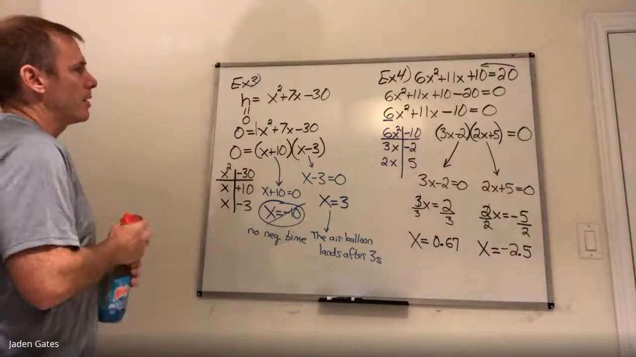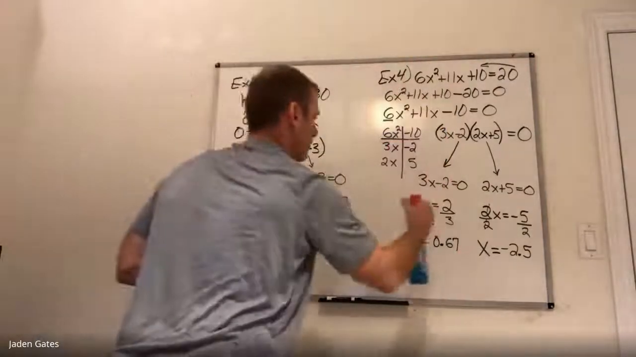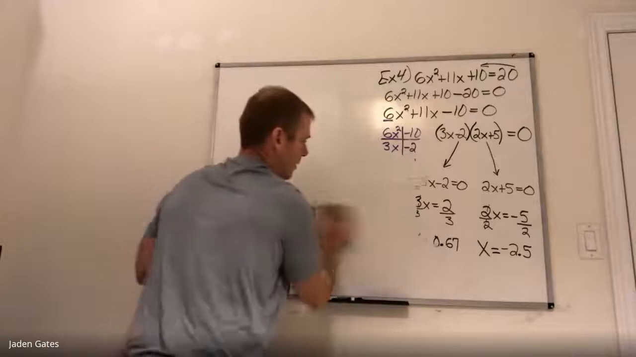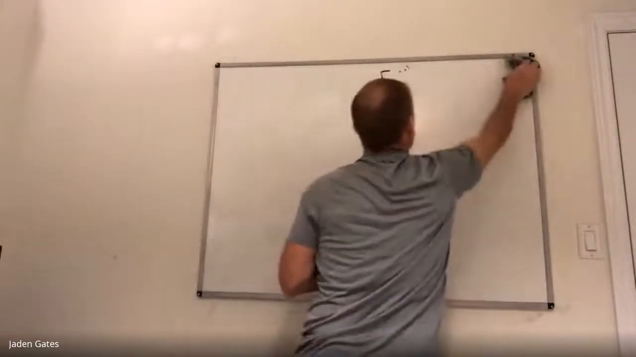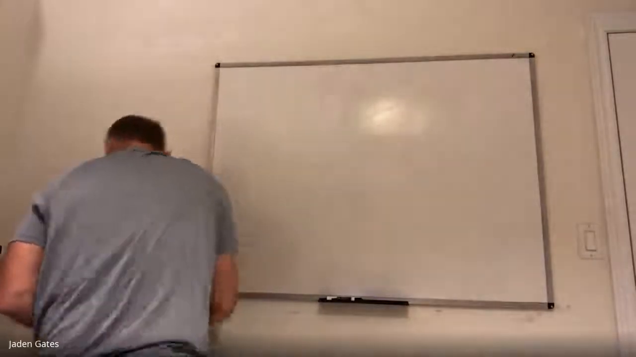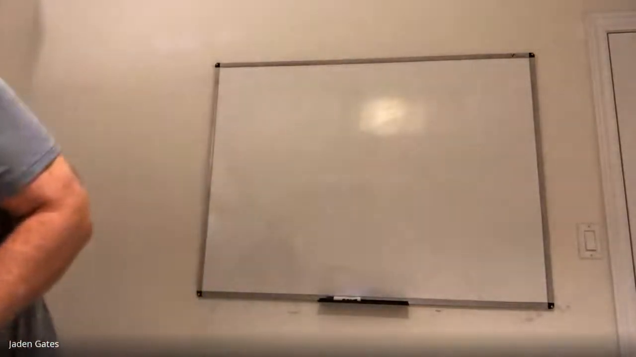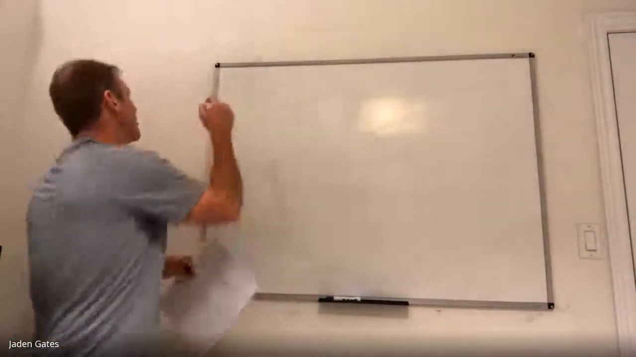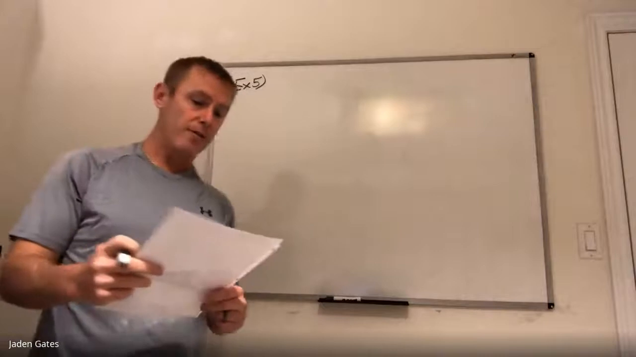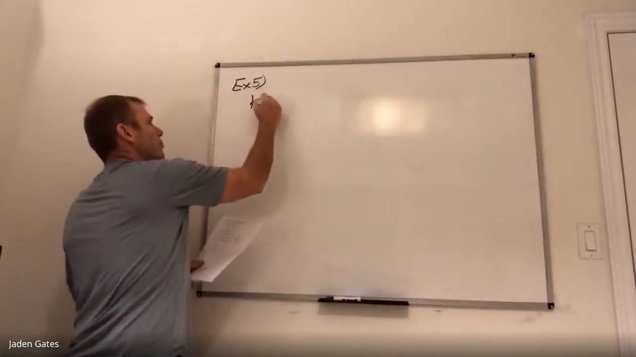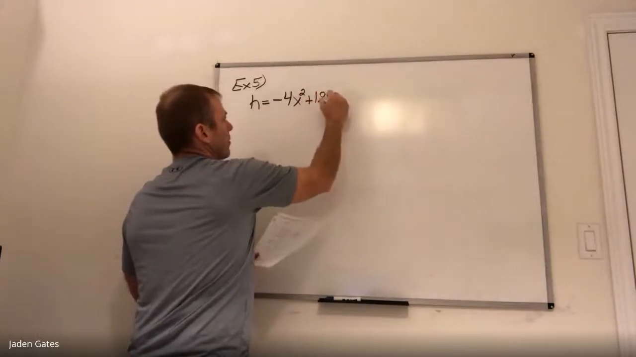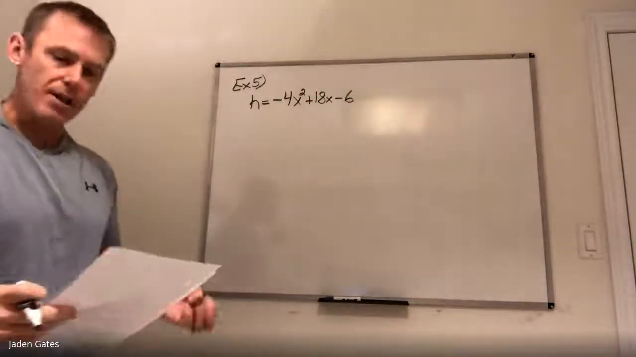All right, let's see here. Last one, another word problem. Example 5. We have the height of a flying squirrel here in example 5. The height of a flying squirrel is given by the equation, so I'm going to write it down here. We got h is equal to negative 4x squared plus 18x minus 6.